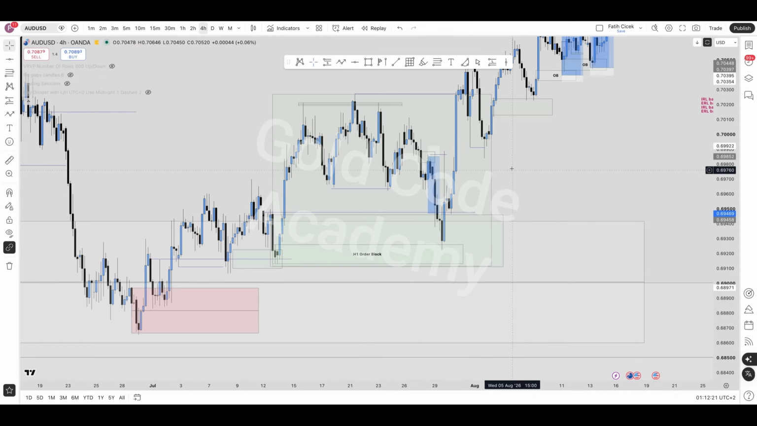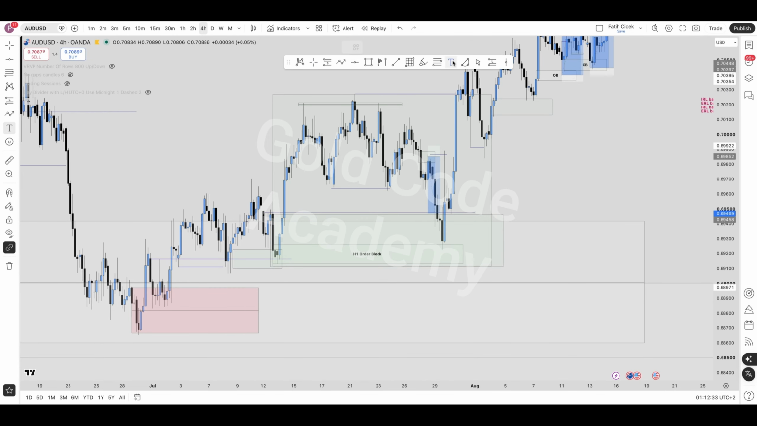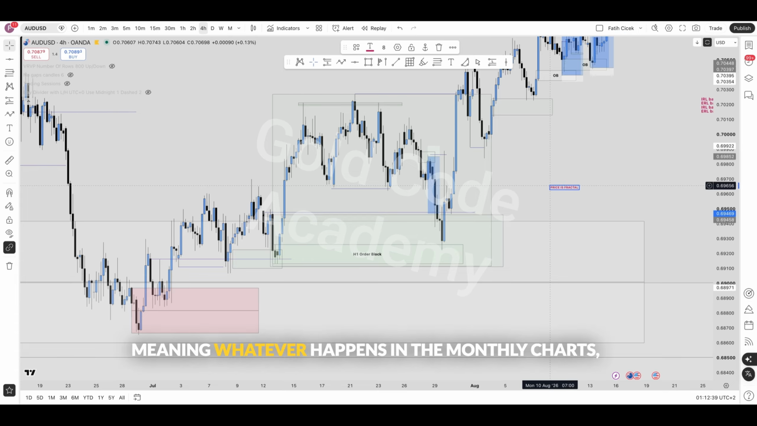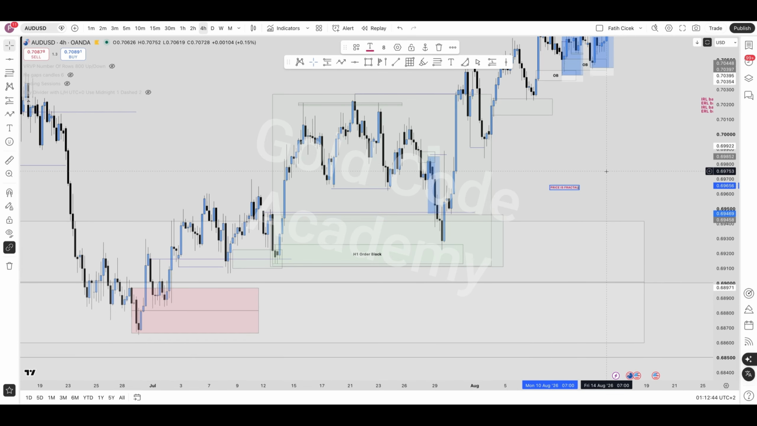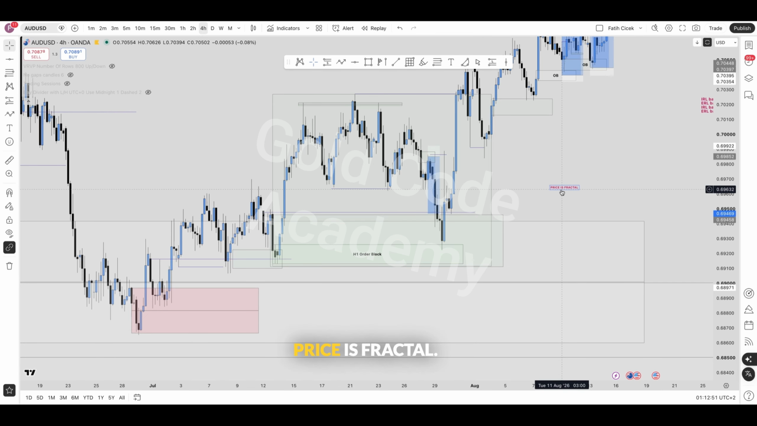All right, the reason why the price action is basically the same is because price is fractal. Okay, price is fractal, meaning whatever happens in the monthly chart, in the weekly chart, in the daily chart also happens in the 1 hour, 4 hour, 15 minute, 5 minute, 1 minute, 15 seconds time frame. Price is fractal.